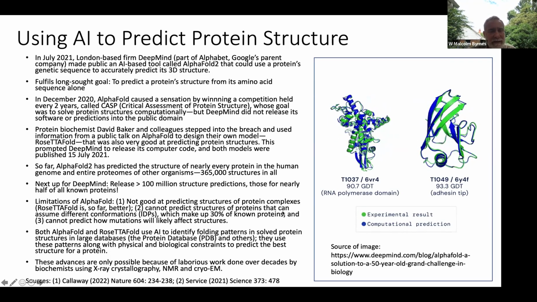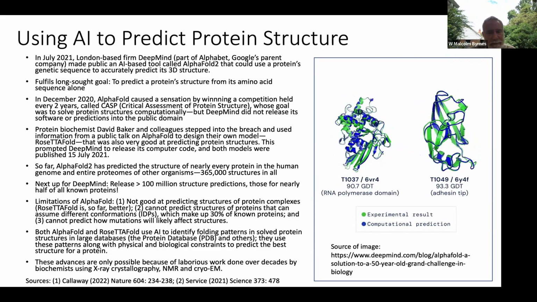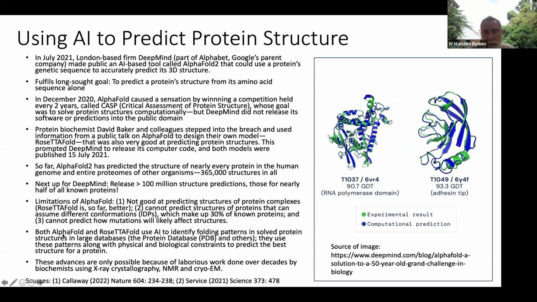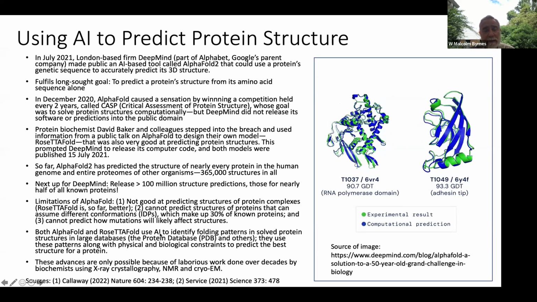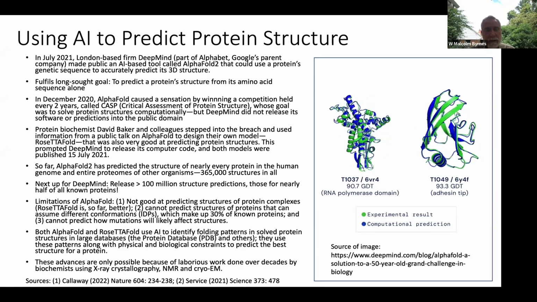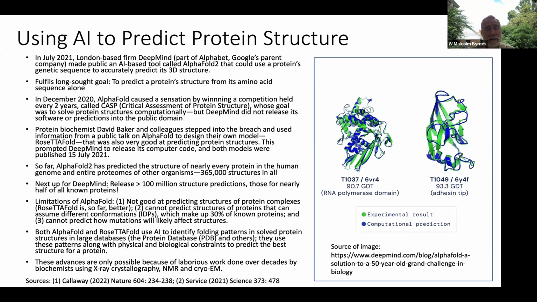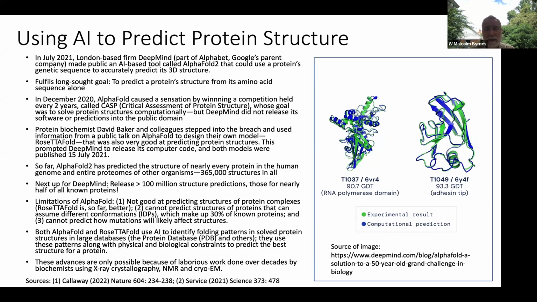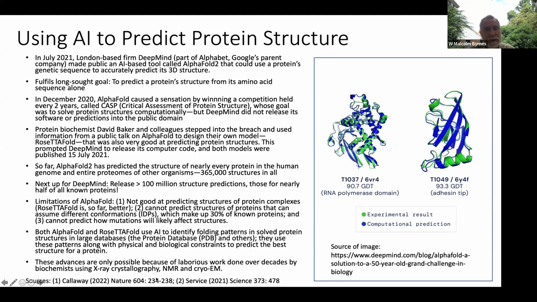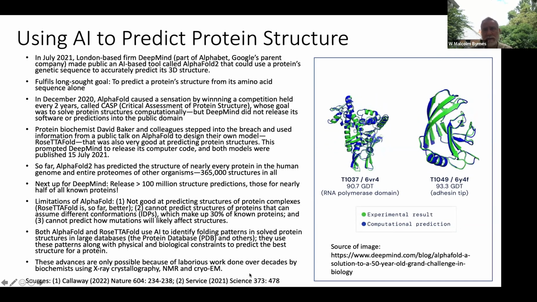Now, these advances using these computational approaches are only possible because of the laborious work that was done over the decades by biochemists using X-ray crystallography, NMR, and cryo-EM, because both AlphaFold and RoseTTAFold use AI to identify folding patterns in solved protein structures in large databases such as the Protein Data Bank and others. They use these existing patterns along with physical and biological constraints to predict the best structure for a protein. So they really depend upon this work that has gone before. And we have here a couple of sources of information for this, information on the slide, Callaway, and then a service in Nature and Science magazines.